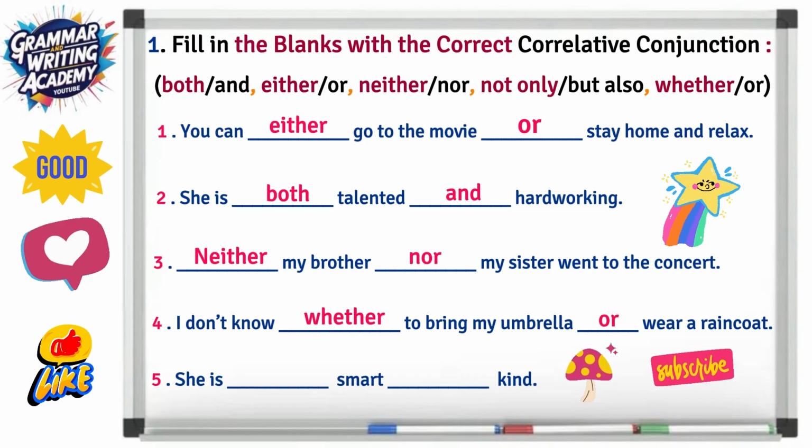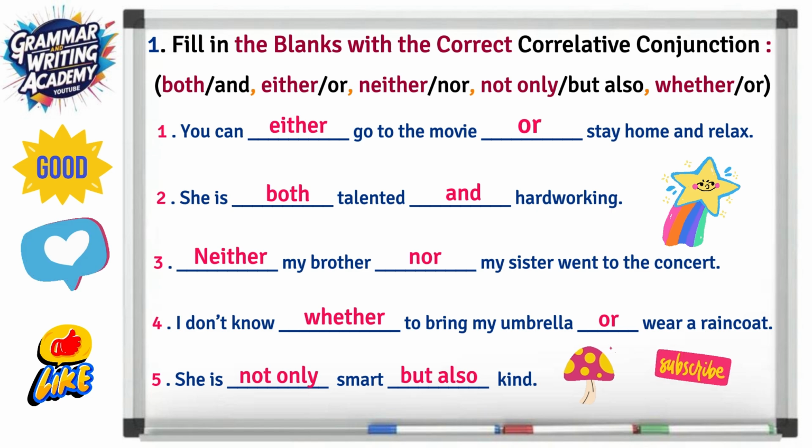Question 5. The answer is not only... but also. She is not only smart, but also kind. We use not only... but also to show that someone has more than one quality, and the second quality adds extra emphasis. She is smart, and in addition, she is kind.